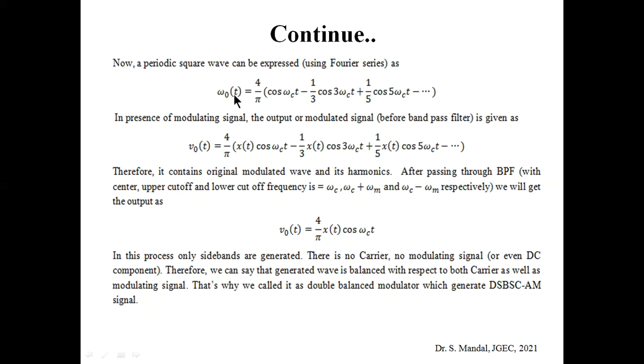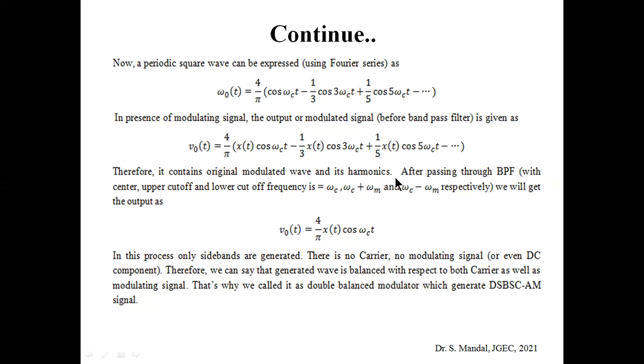Now, if we multiply this square wave with x(t), so v0(t) is nothing but the square wave into x(t), that will be 4/pi times x(t) cos omega_c t, minus 1/3 x(t) cos 3 omega_c t, plus 1/5 x(t) cos 5 omega_c t, and so on. This first term represents an AM signal, and the other terms also represent AM signals, but here the carrier frequency is 3 omega_c, here it is 5 omega_c. So x(t) cos 3 omega_c t is also AM, but with harmonics of the carrier. Similarly, these are the higher order harmonics of the modulated wave. Therefore it contains the original modulated wave as well as its harmonics.